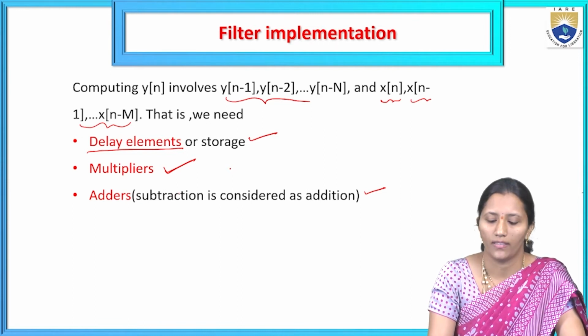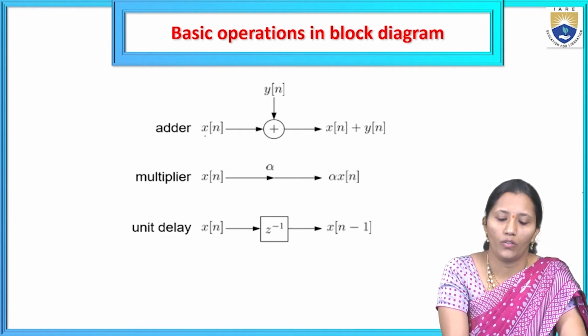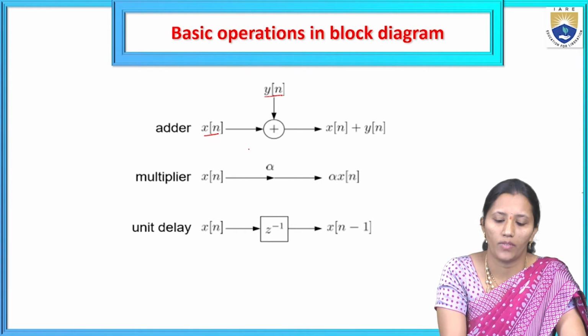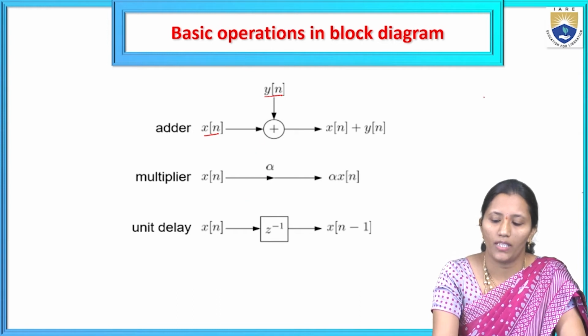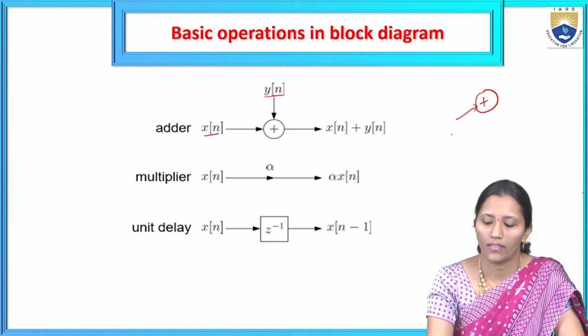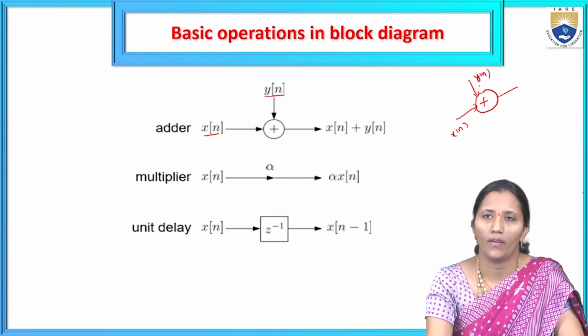If we take the adder, we are taking two inputs, x of n and y of n. If we want to add them in a block diagram, we can represent that by using this symbol. I am giving x of n as one input and y of n as the other input. To add these x of n and y of n inputs, we use this symbol in the block diagram, and here we get x of n plus y of n.